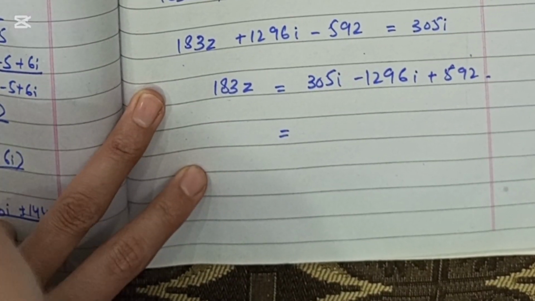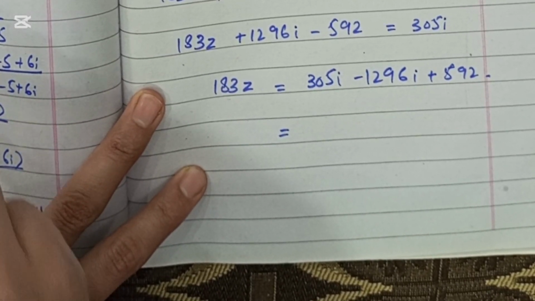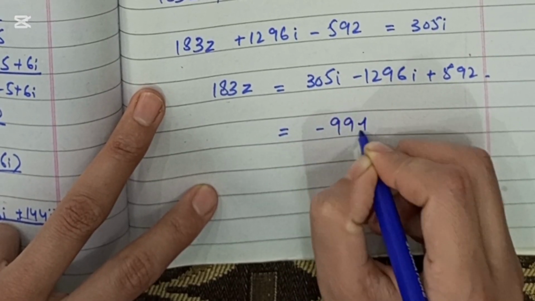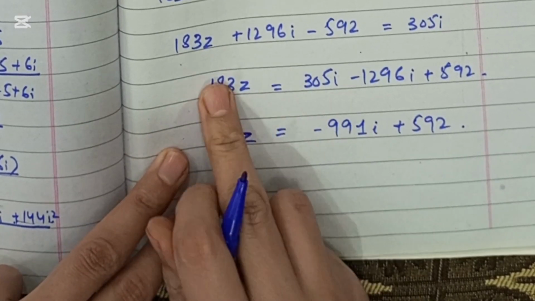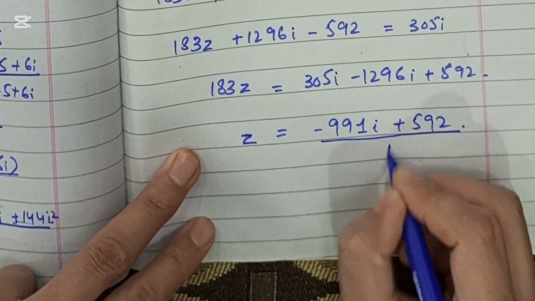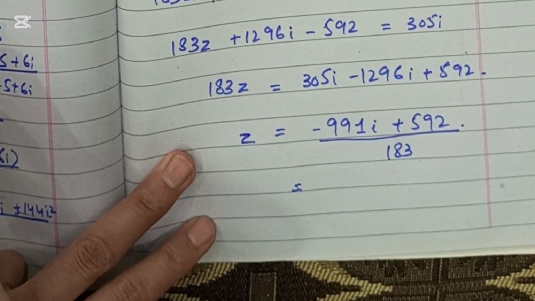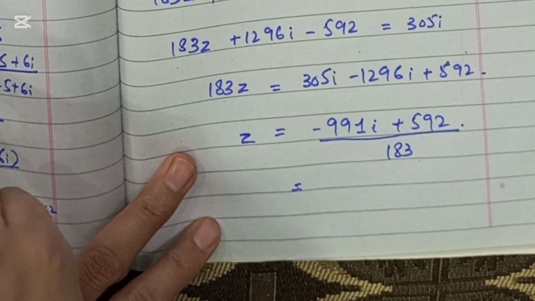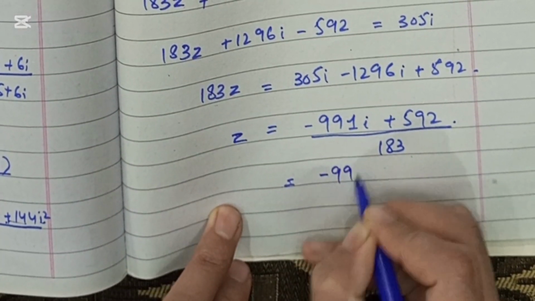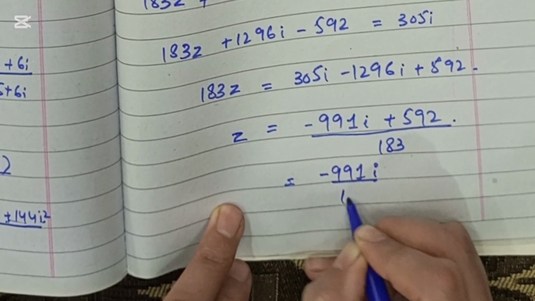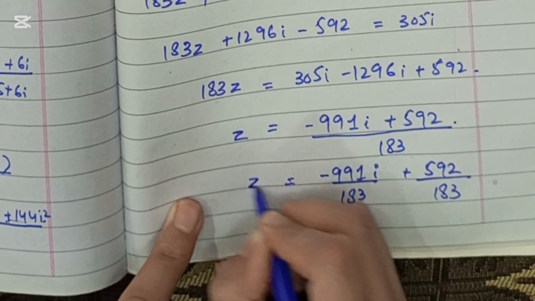Okay, so this one is 305 minus 1296, minus 991 iota plus 592. This 183 will be transferred here and it will be in the denominator. Answer divided by 183. It cannot be further divided. So this is the answer for Z. Can be written as this. This is the answer for Z.